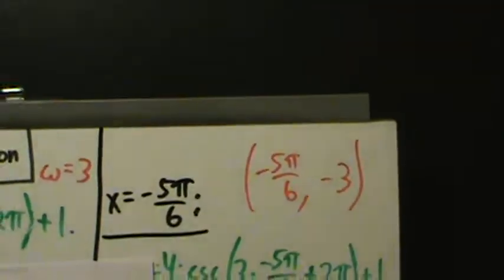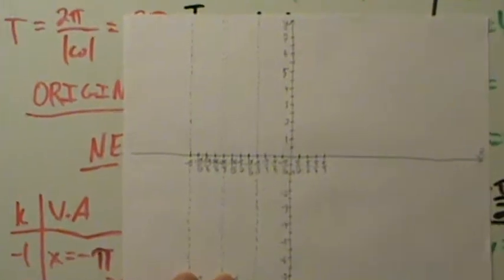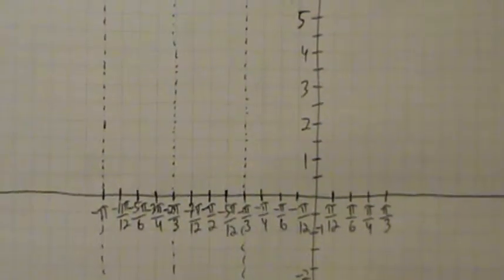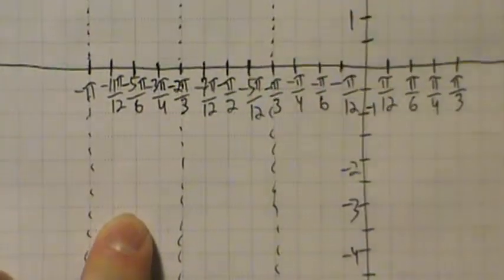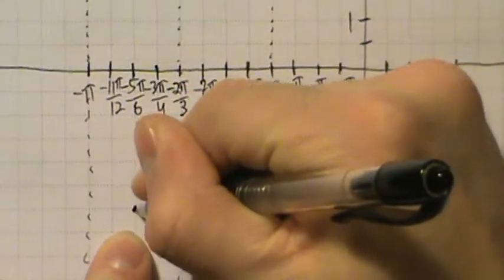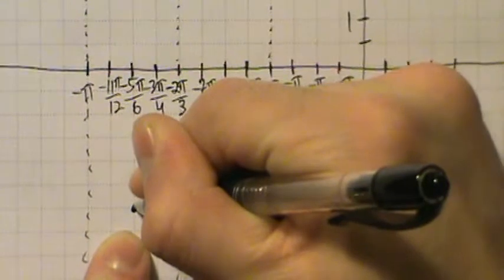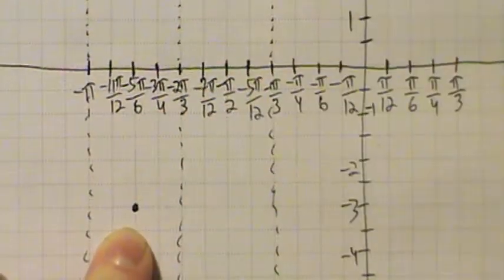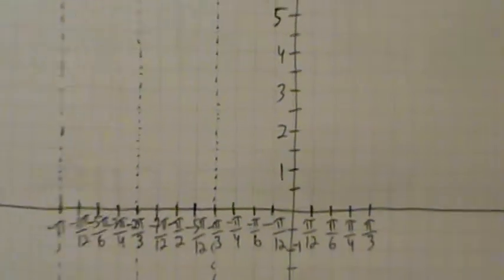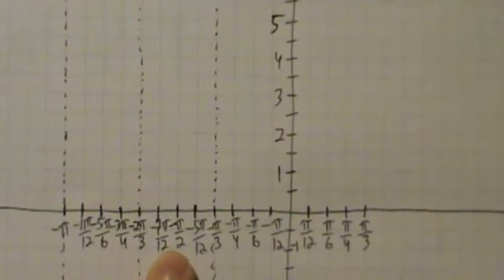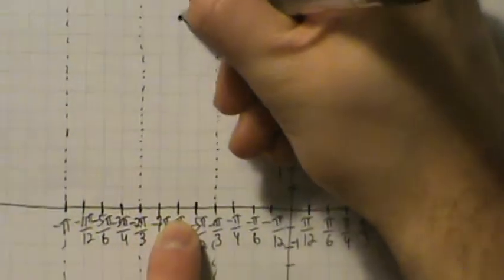Now we want to plot those points. Okay, so what were the points? They were negative 5 pi over 6, comma negative 3, and negative pi over 2, comma 5. Okay, negative 5 pi over 6, comma negative 3. Okay, negative 5 pi over 6, negative 3, and negative pi over 2, comma 5. So we'll have to zoom out a bit. Negative pi over 2, comma 5, right about here.